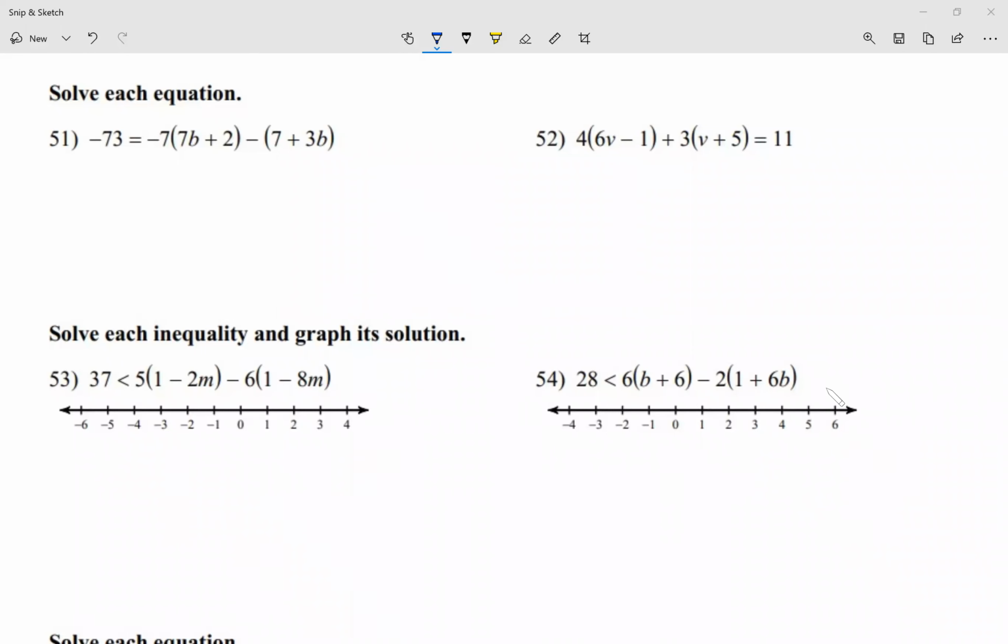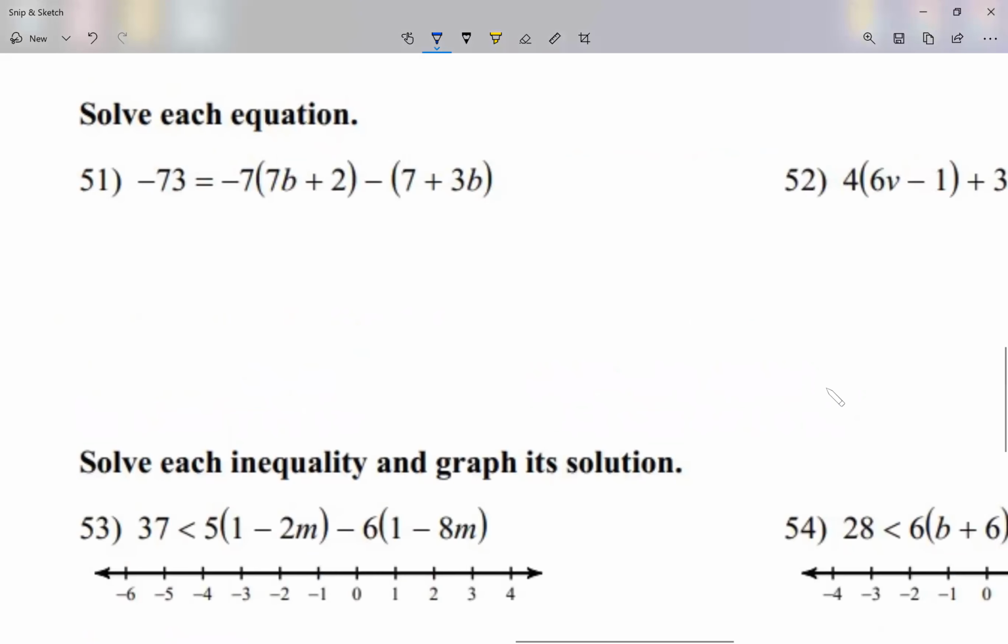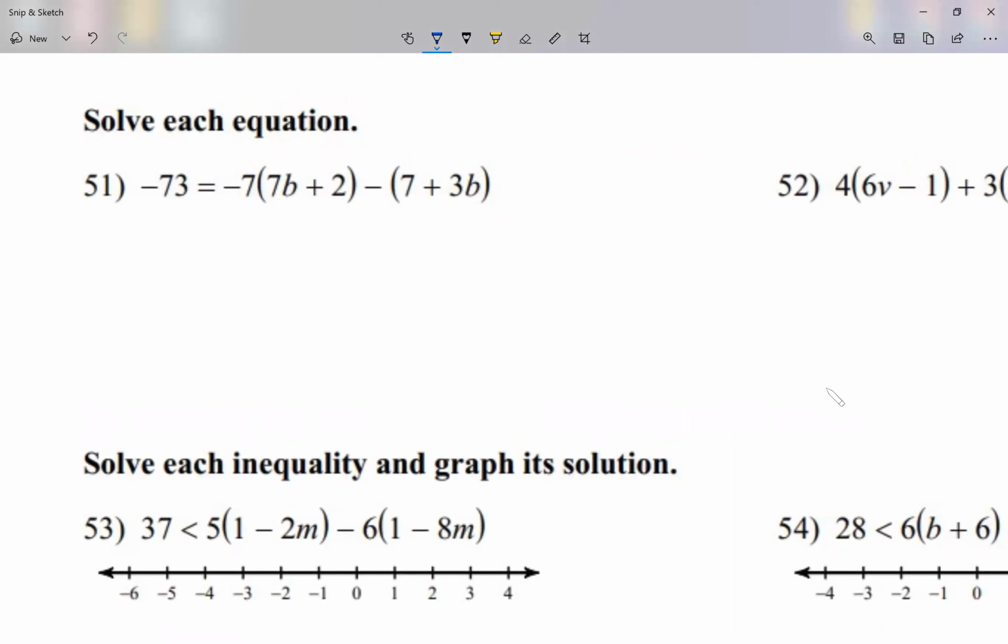Now let's deal with multiple parentheses. So that means more than one. And I'm going to deal with equations and inequalities. So let's deal with equations first. What I'm going to do, I'm going to get rid of parentheses.